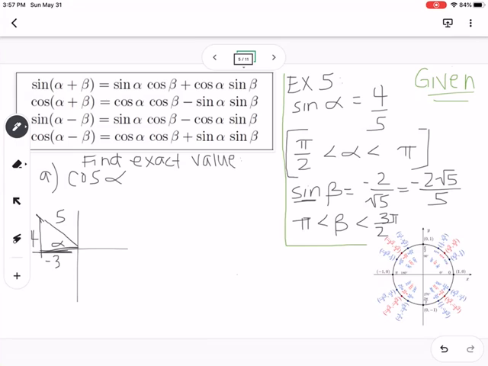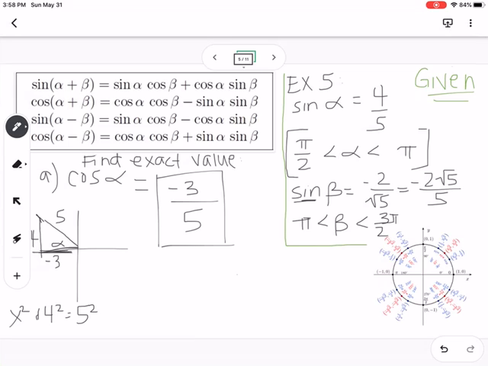And if you can't figure that out, use your Pythagorean theorem. So you could do x squared plus 4 squared equals 5 squared, okay? That's where the 3 came from. All right, so then from here, we can stop right here, because part A is just asking for the cosine of alpha. So the cosine of alpha is the adjacent, negative 3, over the hypotenuse, which is 5. Okay? We're going to need this later, so I will revisit that in a minute or two.